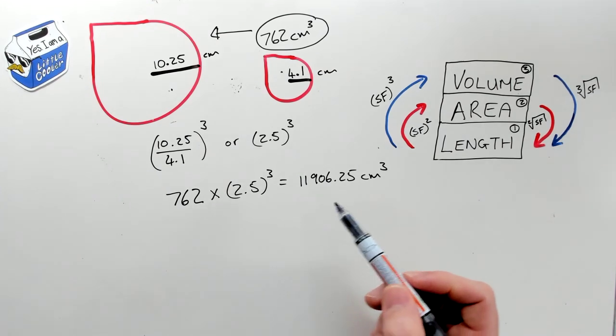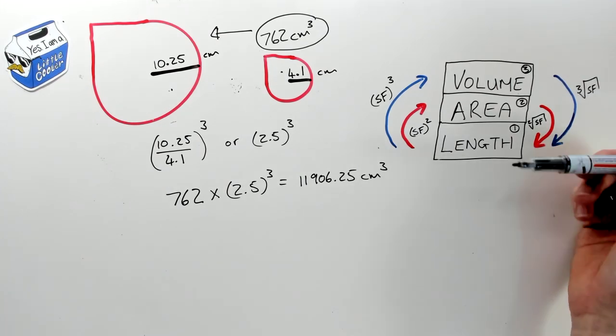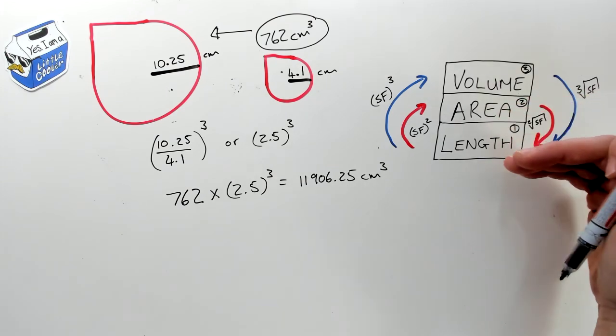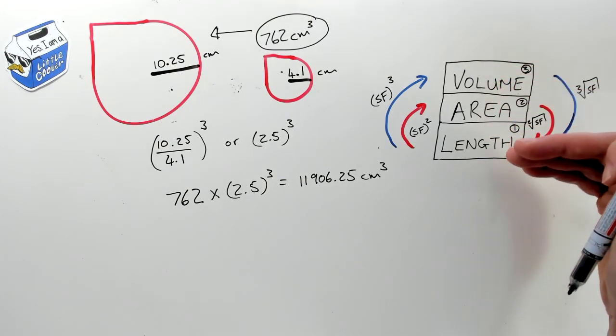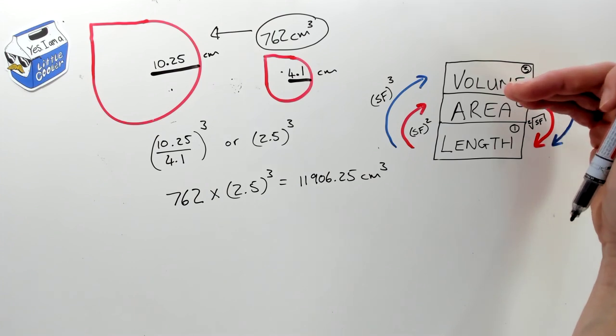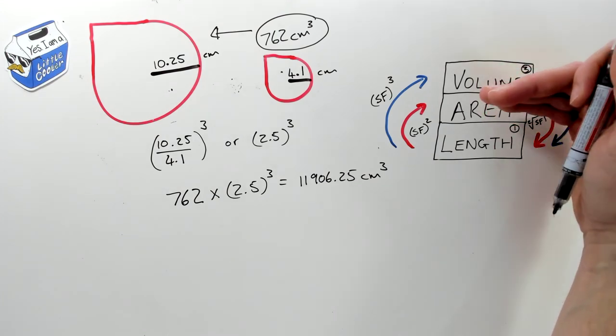So in this video and the previous one, we looked at using length and going to area, and using length going to volume like we just did. In the next video, we're going to see what happens when they give us volume or area and we want to go to length.